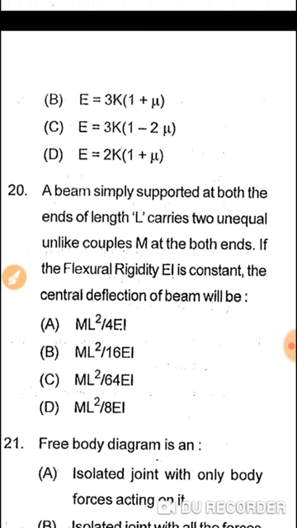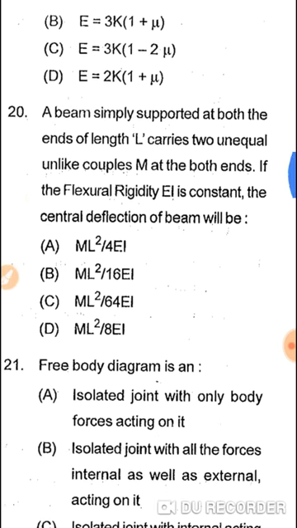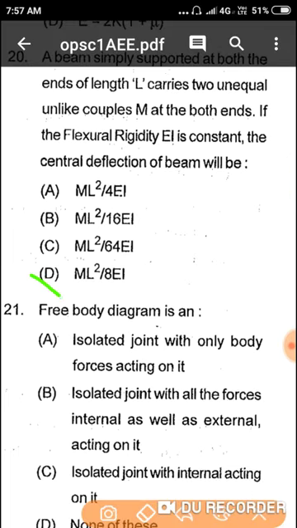Question 20. A beam simply supported at both ends of length L carries two unequal unlike couples M at both ends. If the flexural rigidity EI is constant, the central deflection of the beam will be ML squared by 4 EI, ML squared by 16 EI, ML squared by 64 EI, ML squared by 8 EI. So here the correct answer will be option D, ML squared by 8 EI.